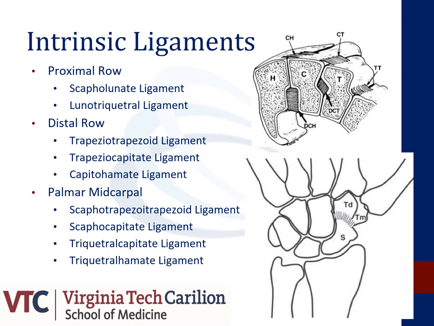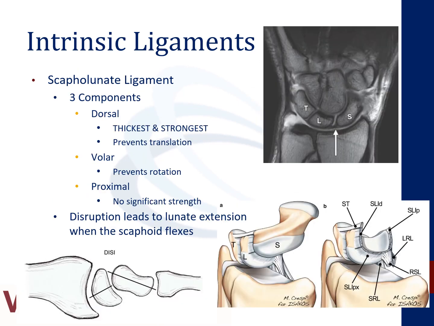Now to discuss intrinsic ligaments. Again, intrinsic ligaments are those that bridge between carpal bones. Here is a list of the intrinsic ligaments. The following slides will go into further detail. The scapholunate ligament is comprised of three components. The dorsal is the thickest and strongest, preventing translation. Volar prevents rotation and proximally has no true significant strength.